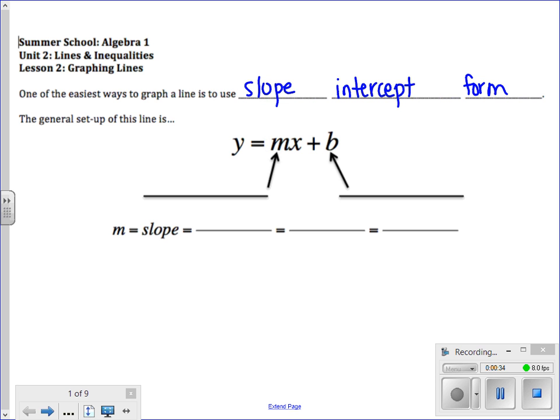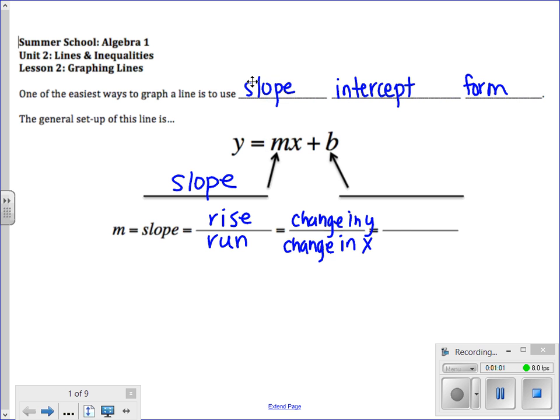The y and the x are just our variables, like our x-axis and our y-axis. The m and b represent other things. m represents our slope, and our slope is rise over run. We did this in the first lesson. The change in y over the change in x. Or we also had a formula, (y2 - y1) over (x2 - x1). That's what slope is. That's always the m there.